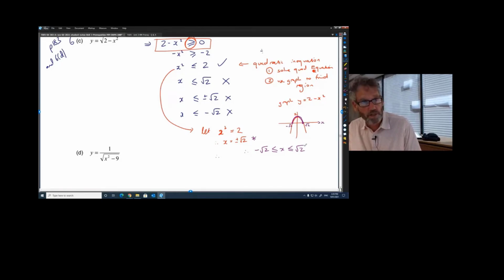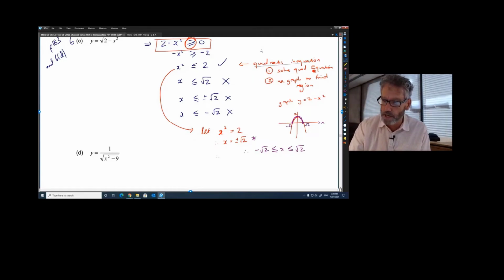But that's a lot of working there for potentially 1 mark. So please be aware of these things here. It looks like just a domain question, but the fact that it's a quadratic inequation elevates this to a much harder question. You've got to practice these ones here.